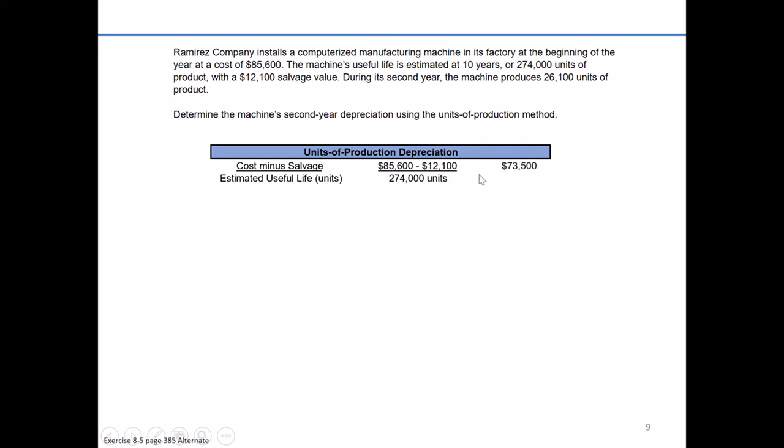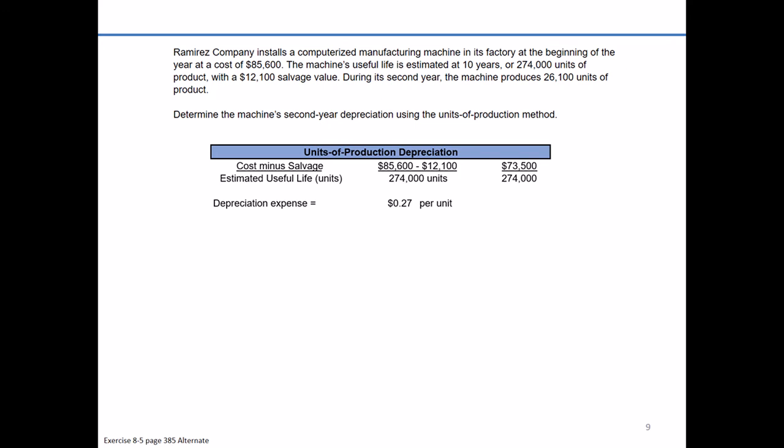So depreciable cost of $73,500, which is just $85,600 cost minus $12,100 in salvage value, divided by an estimated useful life in units of 274,000 means we have an approximated 27 cents per unit. So this is going to be a consistent or constant amount of depreciation expense that we're going to record per unit. So if this company produces 1 unit in that year, they're going to charge depreciation expense of 27 cents. They produce 2 units, 2 times 27 cents, they're going to record depreciation expense of 54 cents.